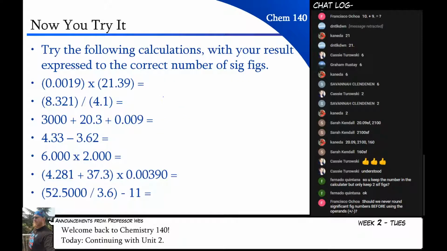All right. I'm going to give you a bunch of practice problems to do. I want you to try to do these. Report your answer to the correct number of significant figures, and we'll go over the answers together in about 5 minutes. Type your answer in the chat when you are finished.